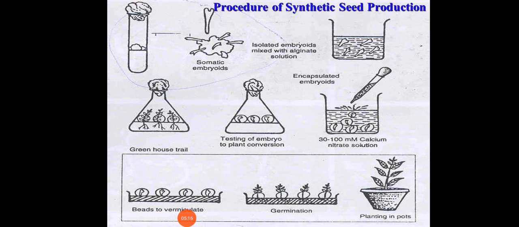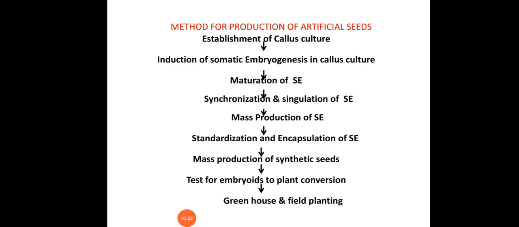These embryoids are stored in a greenhouse. Then the beads are placed in vermiculite, followed by germination after planting in pots. So, going to the method for production of artificial seeds.